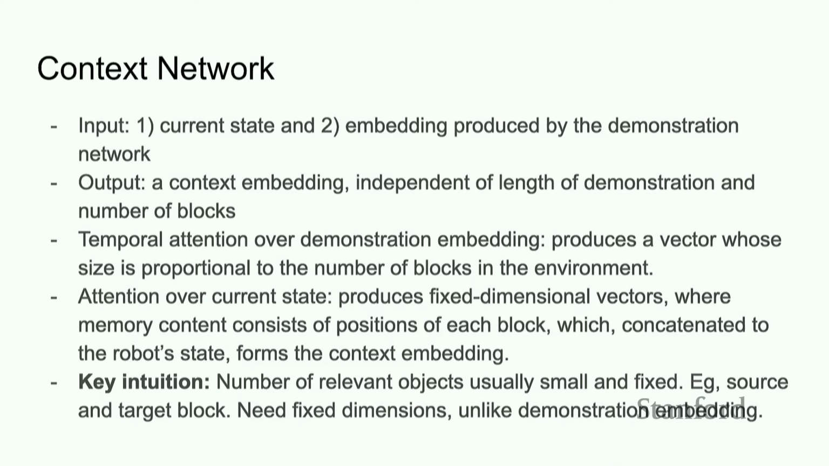And then when we apply attention over our current state, we produce fixed dimensional vectors that are no longer dependent upon the number of blocks in our state. The intuition behind why we're able to remove a lot of information in these variably sized vectors is that the number of relevant objects is usually small and fixed. For instance, if we have this robotic arm trying to pick up blocks, we probably only care about the block we're trying to pick up and the block we're trying to put it on top of.